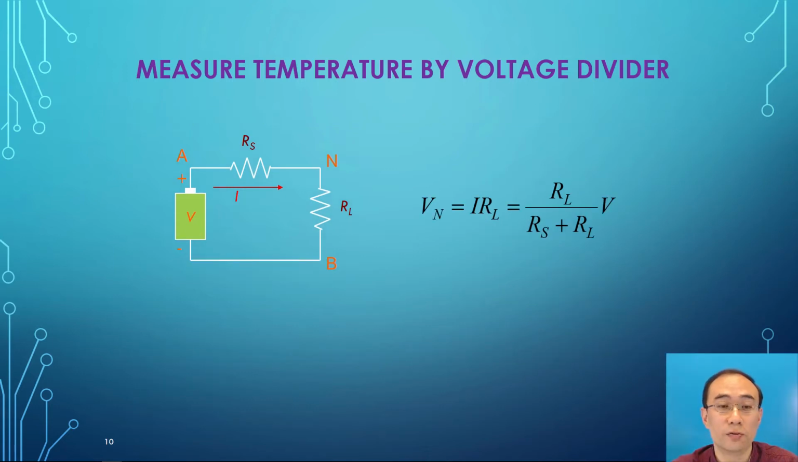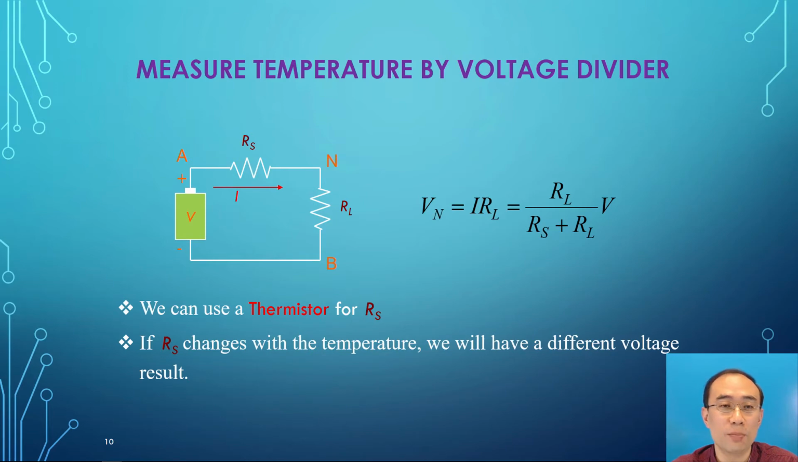Then what will happen if we replace RS by a thermistor? So what happens is, whenever the temperature changes, the resistance RS will change. And then the voltage across the resistance RL will also change. So by measuring the change of the voltages, we can measure the change of the resistance, and then we can measure the temperature.